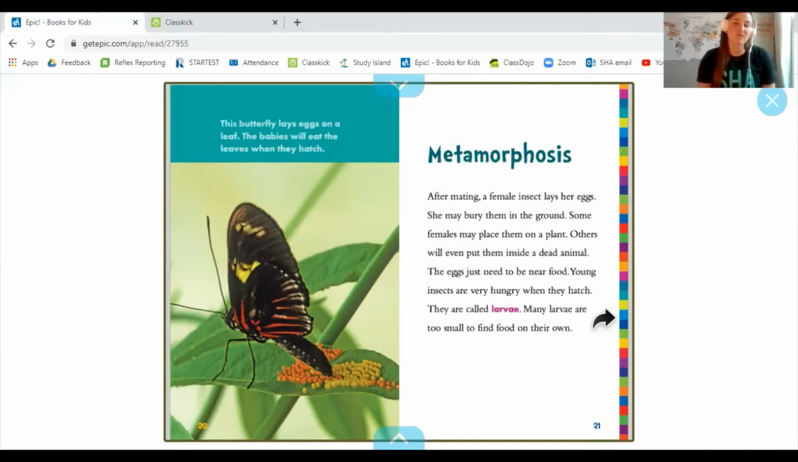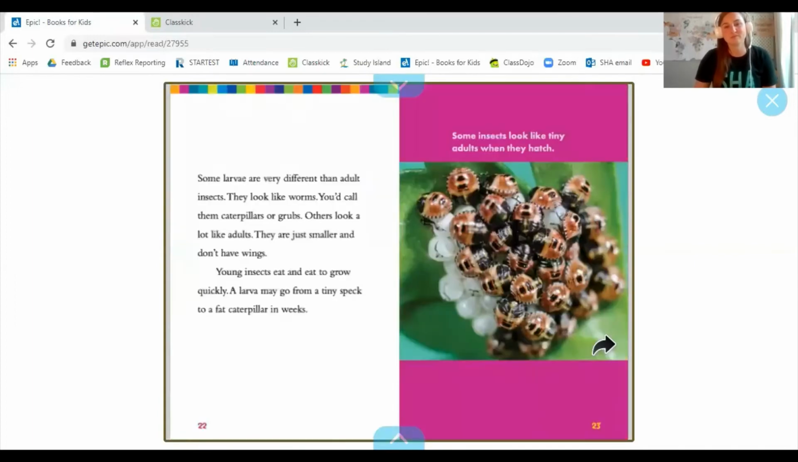Young insects are very hungry when they hatch. They are called larvae. Many larvae are too small to find food on their own. Some larvae are very different than adult insects. They look like worms. You'd call them caterpillars or grubs. Others look like adults. They are just smaller and don't have wings.